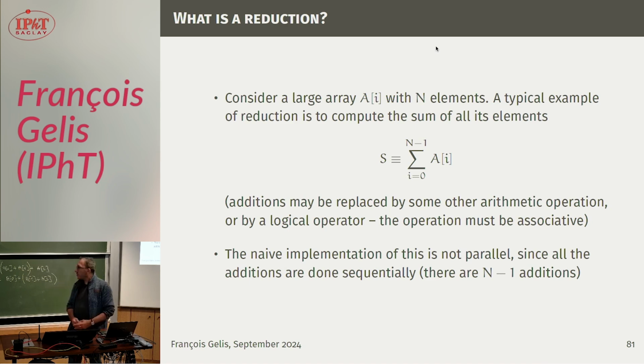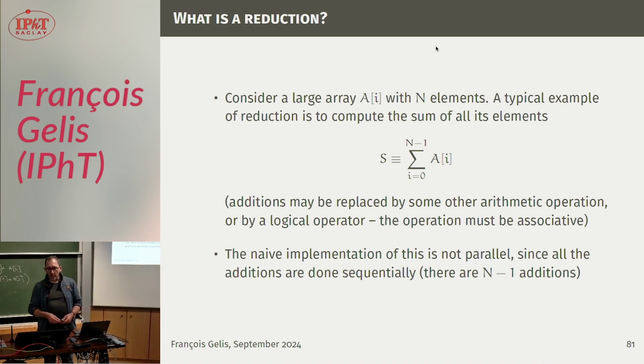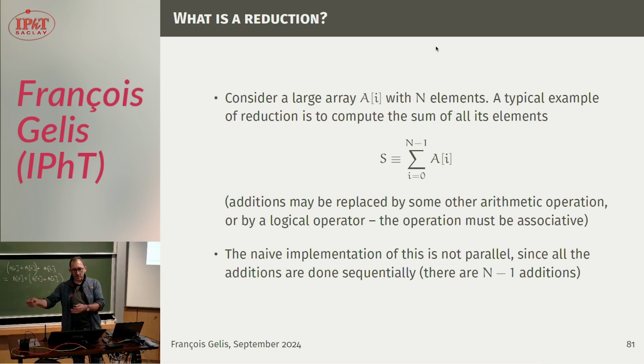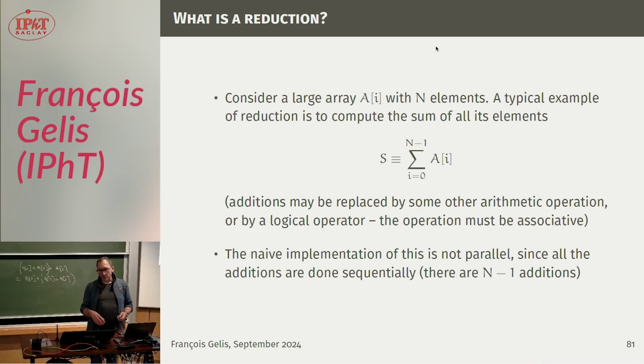So the naive implementation of a reduction is not parallel. You start on one end of the array, for instance at A0, and you add A1, you add A2, and it's essentially sequential. And there are n-1 additions.